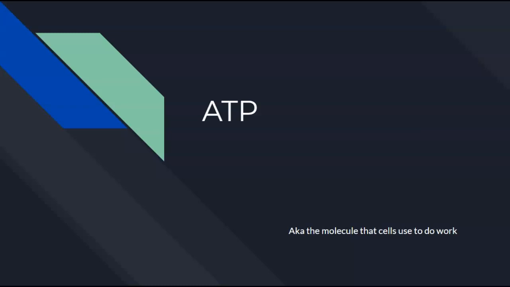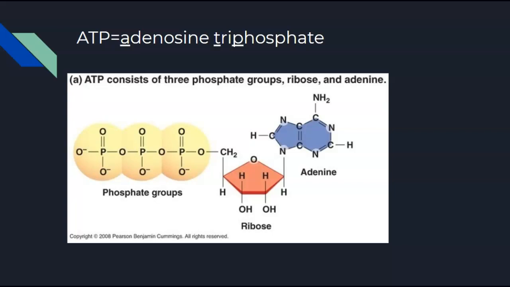At the end of the last lecture on energy metabolism, we talked about how ATP is the thing that does cellular work. So I decided to make a separate lecture on ATP so that one didn't get too long. So here we go. ATP. It is adenosine triphosphate.